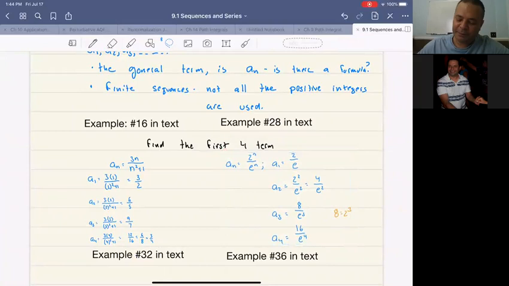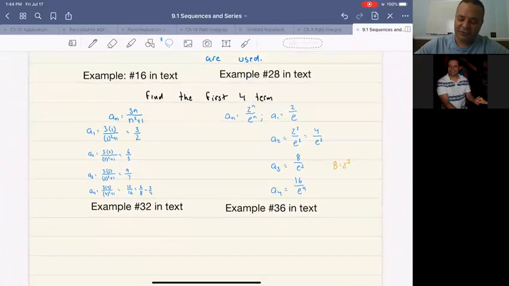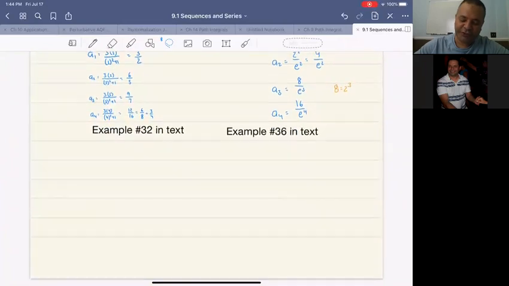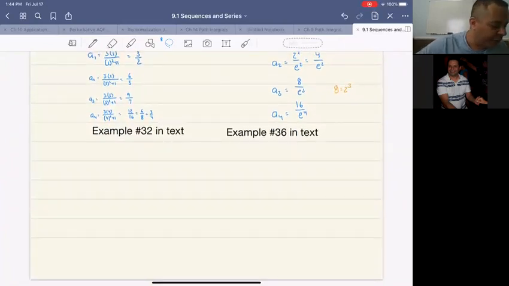Okay. All right. Let's go on. 32 and 36. So 32, okay. Now 32 and 36, these are examples where we're going to actually have to find the general term based on the sequence. Okay, so we're actually given the terms of the sequence. We want to find the formula.